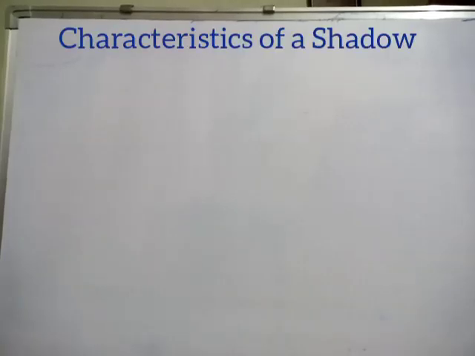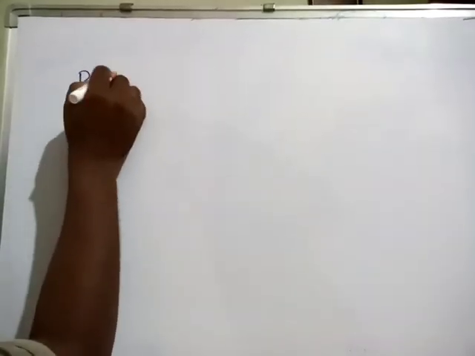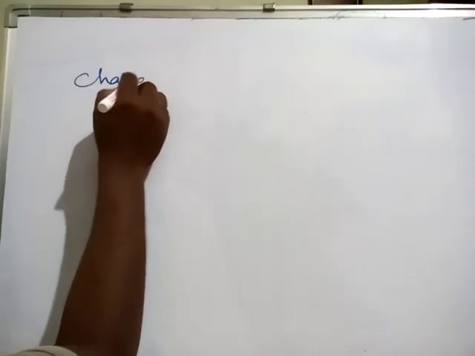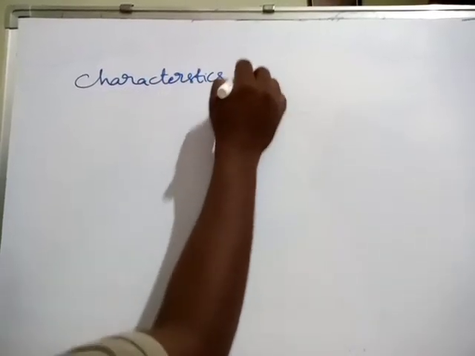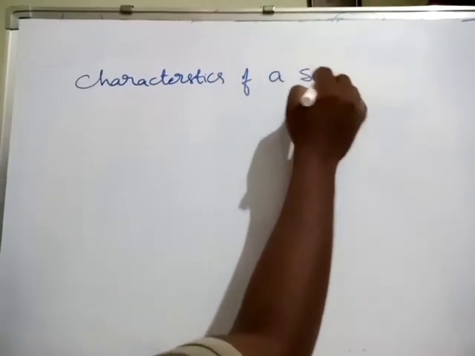Hi children, good morning. Yesterday you learnt about formation of shadow. Today we discuss properties of shadow. Properties, otherwise we can call it characteristics. What are the characteristics of a shadow?